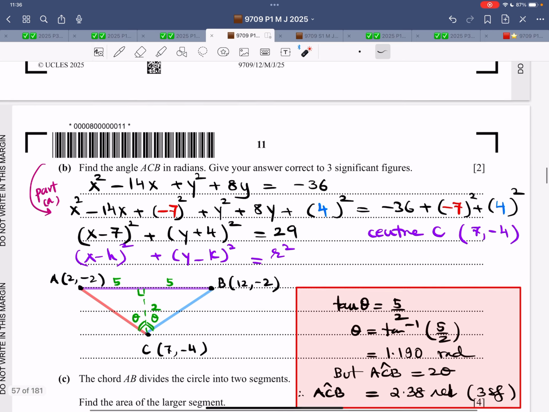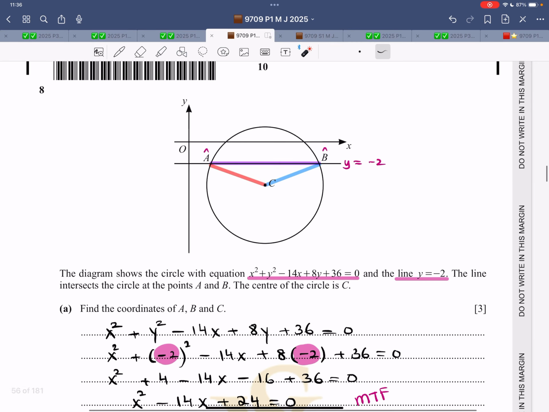Find the area of the larger segment. Now let's think about it. I have this whole angle, and they are asking for the largest segment. So basically, this one is the smallest segment, this one is the largest segment.